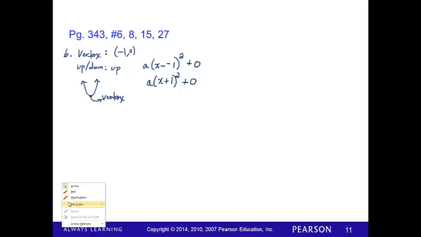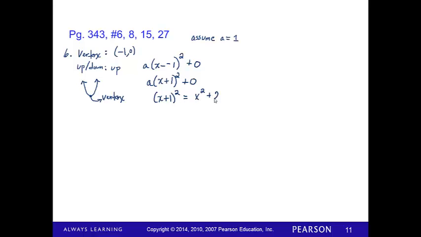For this problem, let's assume that a is equal to 1. So now we have x plus 1 whole thing squared. I don't need the plus 0. We multiply this out. We get x squared plus 2x plus 1. And then let's see who matches up with it. It would be f of x. So f of x is the x squared plus 2x plus 1. So the function number 6 is equal to f.